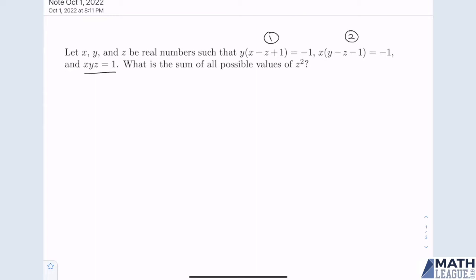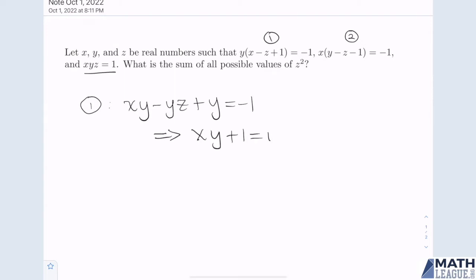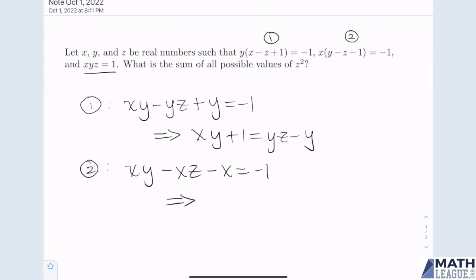So expanding out equation 1, we have xy minus yz, and then plus y is equal to minus 1, which rearranges to xy plus 1 is equal to yz minus y. And expanding now equation 2, we have xy minus xz minus x is equal to minus 1, which simplifies to xy plus 1 is equal to xz plus x.